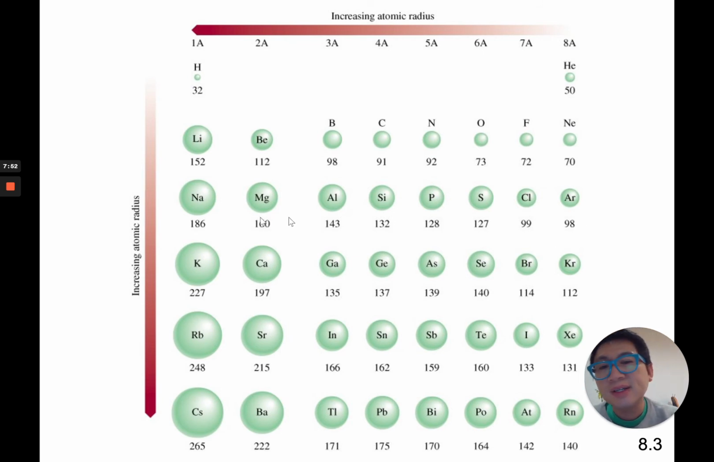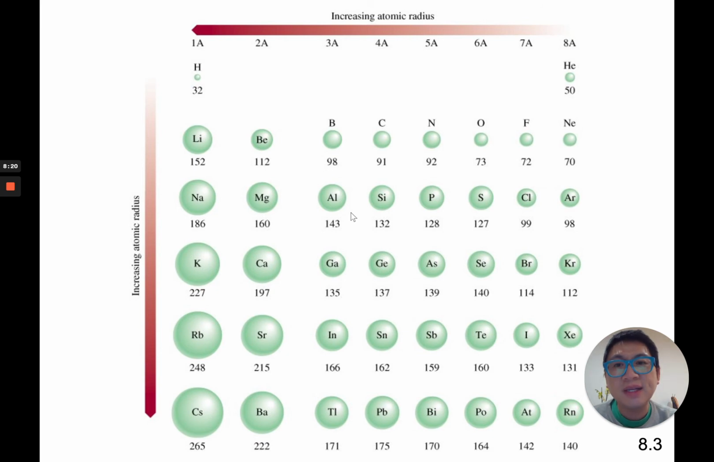In fact, you could see lots of exceptions. Notice it increases going to the left: 98, 99, 127, 128, 132, 143. Yay, it increases going to the left. But there are exceptions, like here, 114, 140, 139, 137, 135. It actually decreased a bit. Yes, that's an exception, but the general trend is that it increases left and down on the periodic table.